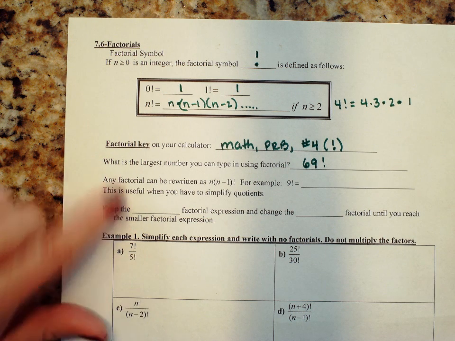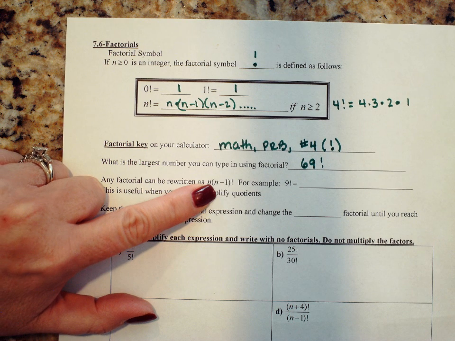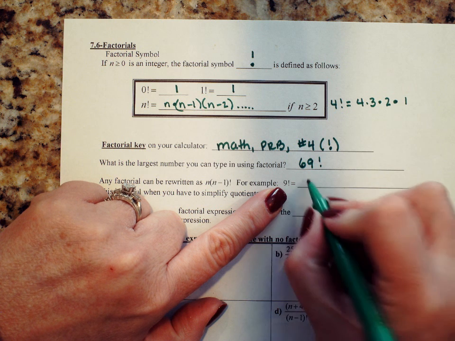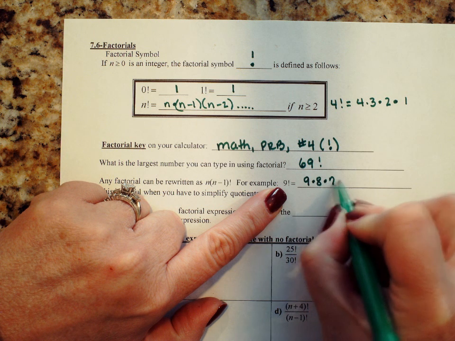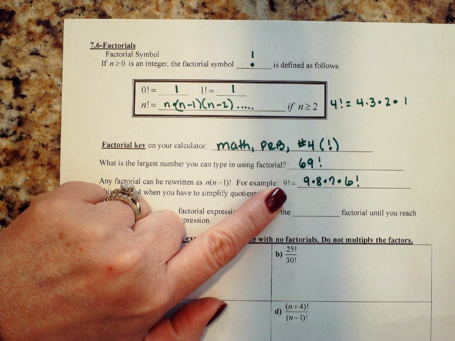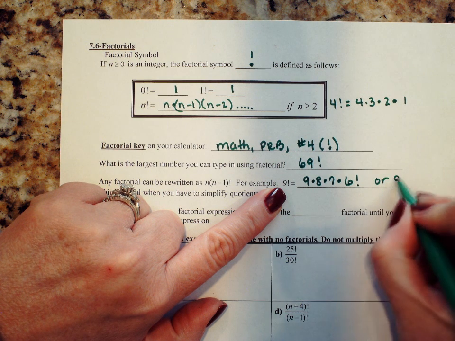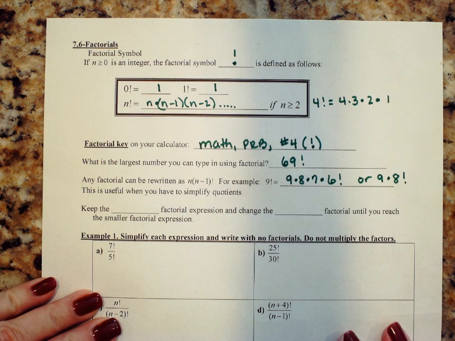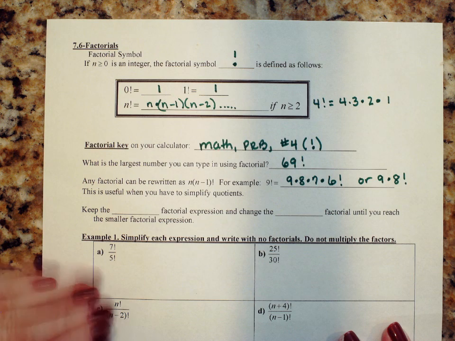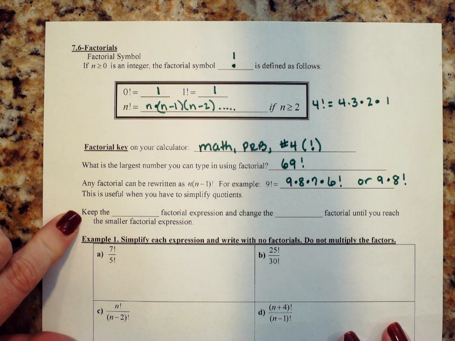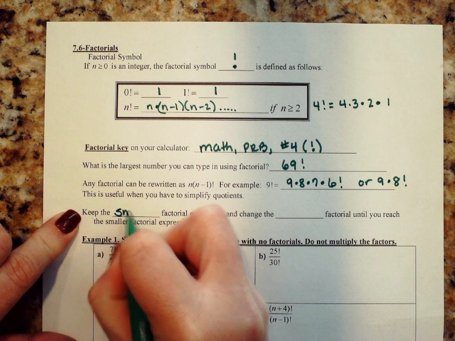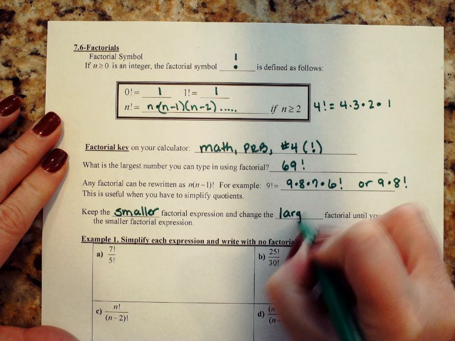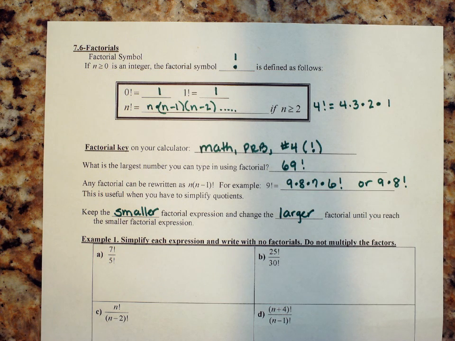Any factorial can be rewritten as a number times its previous factorial. So for example, 9 factorial you can rewrite as 9 times 8 times 7 times 6 factorial, or you could write it as 9 times 8 factorial. A lot of times you're going to be asked to simplify quotients. So you want to keep your smaller factorial expression and change the larger factorial until you get to the smaller factorial expression.